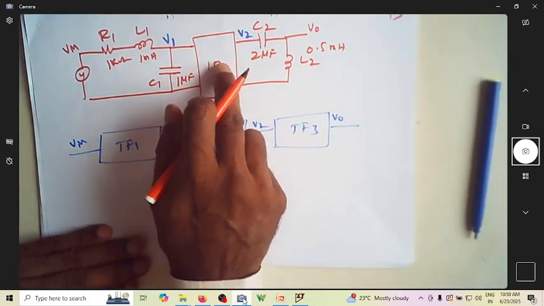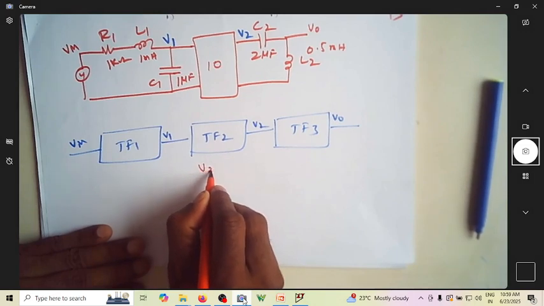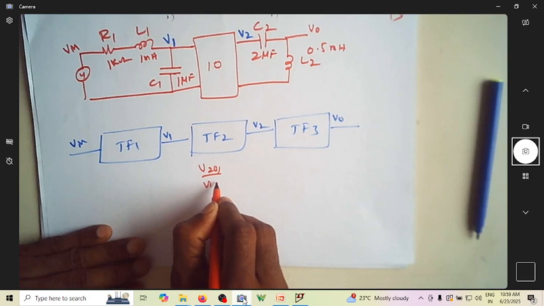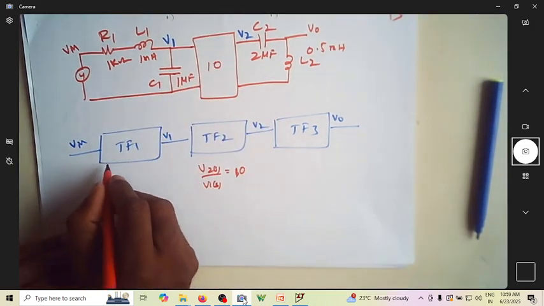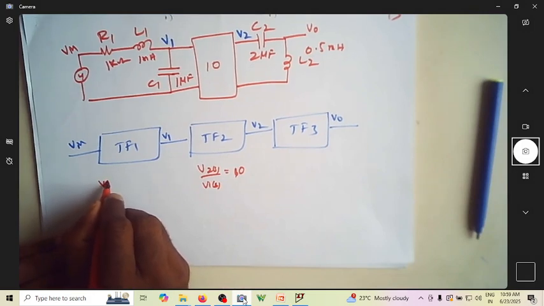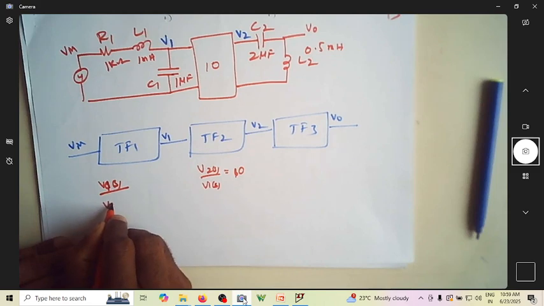So what is transfer function 1? This is actually V2 of S by V1 of S, which is straight away given as 10. Here I want to know what is V1 of S by V in of S.